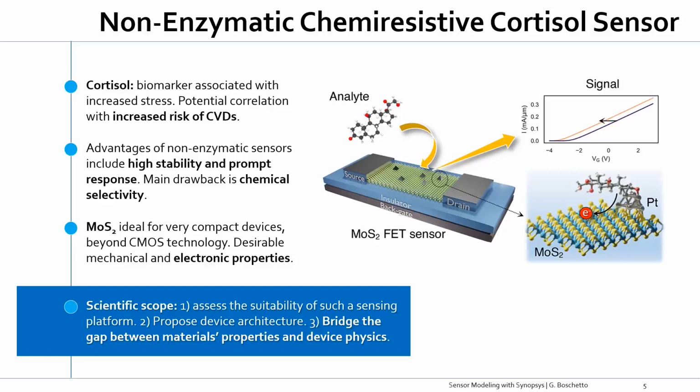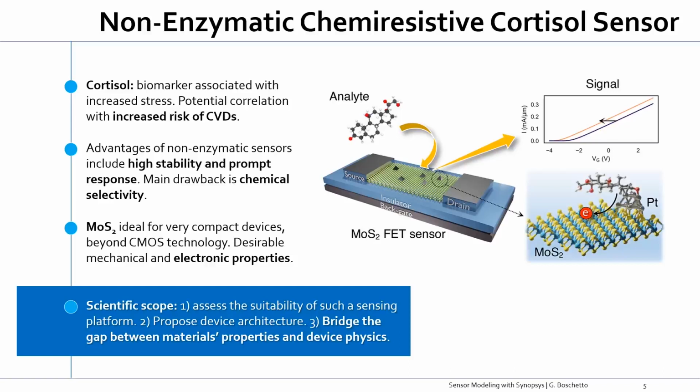Now, as you can see on the right, here we have a sketch of a device architecture. It is essentially a back-gated FET, and the channel is made of decorated MoS2. When the analyte approaches the sensing material, this will induce a change in some measurable properties that we can detect. I will go into more detail later.